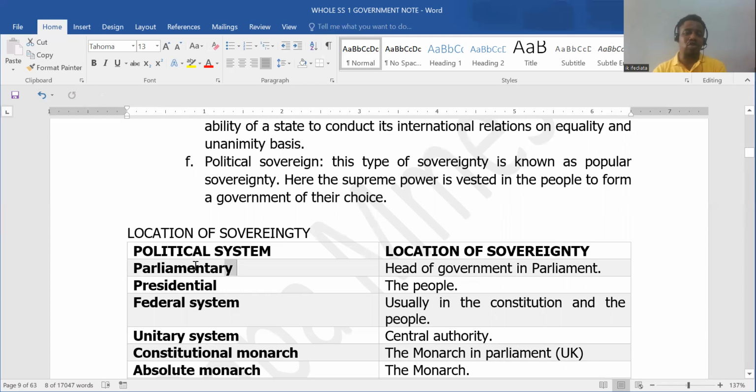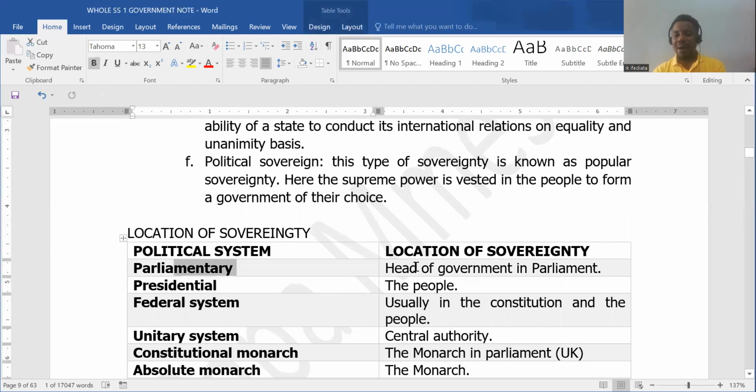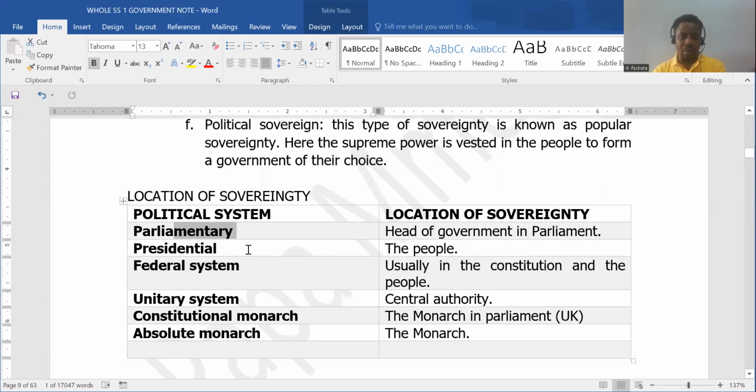Like in the parliamentary political system, sovereignty is located in the parliament, the head of government. In the presidential, sovereignty is located with the people. The people are the ones that elect the government and put the government in position. In a federal system, sovereignty is located in the constitution, which is rigid, in one document, difficult to amend, and also the people.